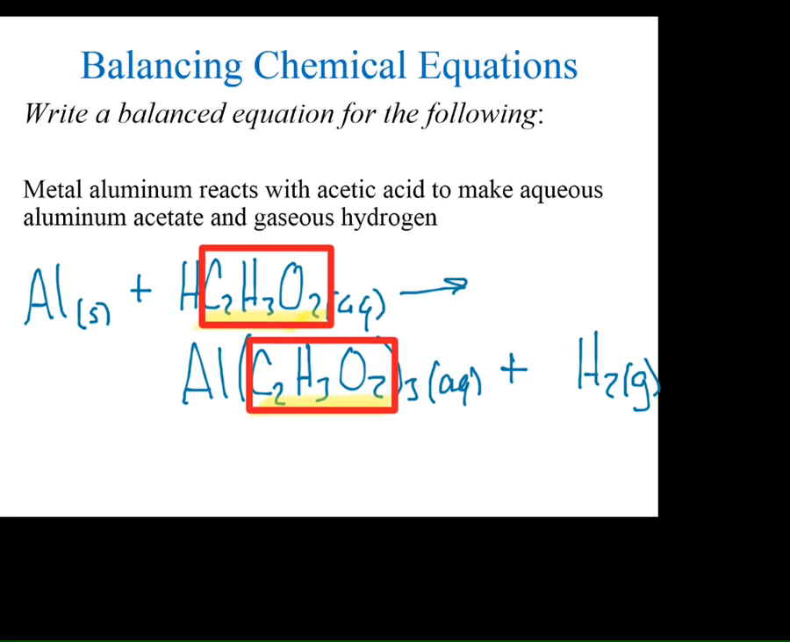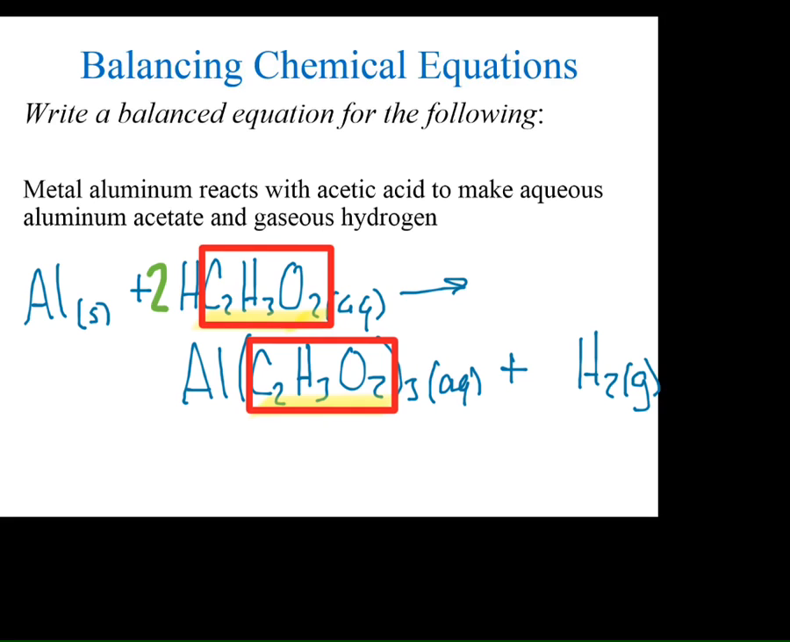Okay, so let's try this. So one aluminum on the left, one aluminum on the right. So far, so good. One hydrogen on the left. Again, I'm considering the hydrogen that's not in the acetate. Two hydrogens on the right. Okay, so I'm going to try two here.